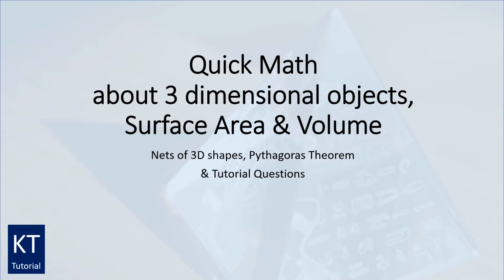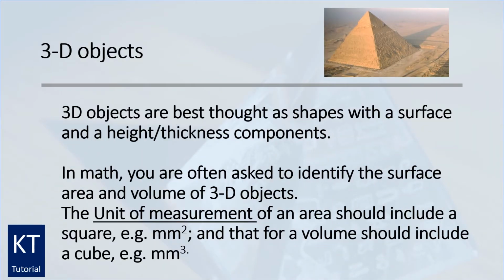In this segment, we will be walking through three-dimensional objects, surface area, volume, nets of 3D shapes, and the Pythagoras Theorem. 3D objects are best thought of as shapes with a surface and a height or thickness component. In math, you're often asked to identify the surface area and volume of 3D objects.